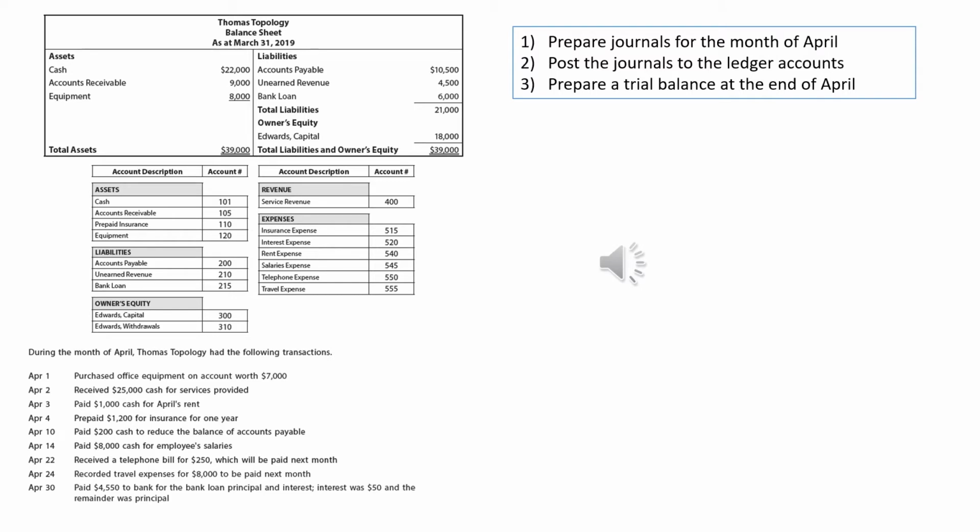We are provided the opening balance sheet, which is the closing as of March 31st, 2019, which if you notice, left side are assets, right side are the liabilities and equity, and you'll also hopefully notice that assets equal liabilities plus owner's equity at a balanced amount of $39,000. The other information we're provided are a chart of accounts, which indicates the account number for each one of them, for our reference, as well as the number of transactions for the month of April, which we are being asked to prepare journals for. After we prepare the journals, we will then post them, and we will prepare a trial balance at the end of April.